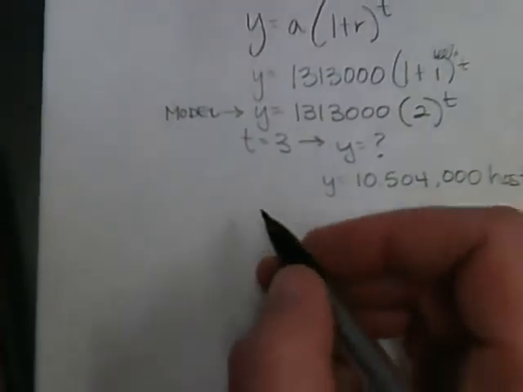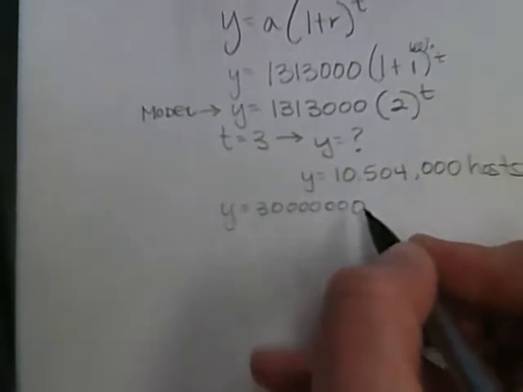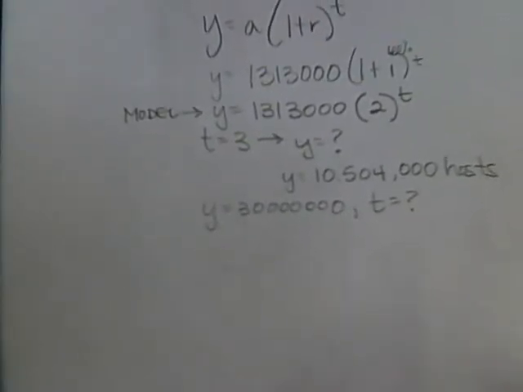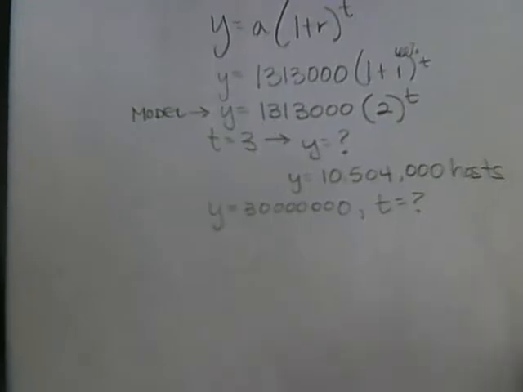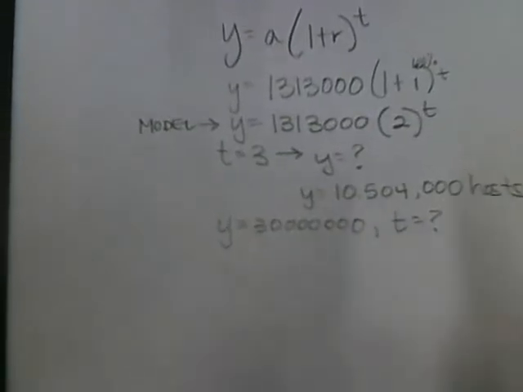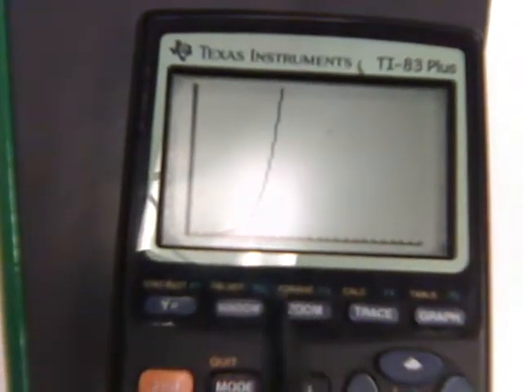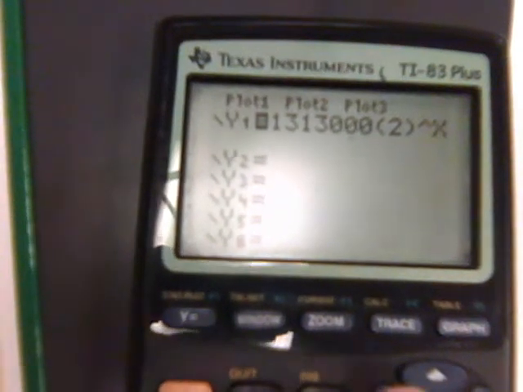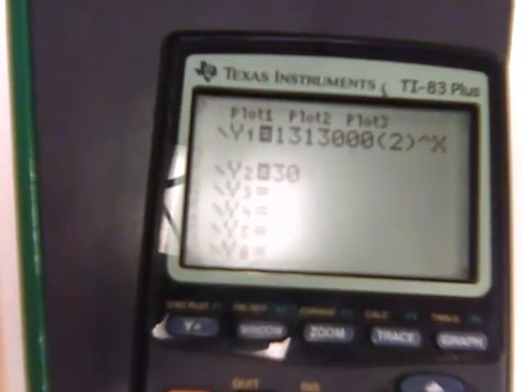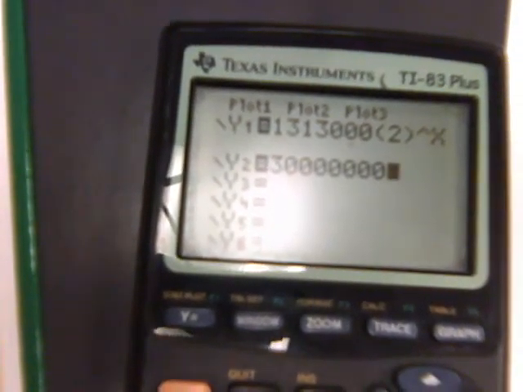So now they're saying hosts is 30 million, and we don't know what the time is. Well, in our notes it said when you need to know t, you can type the original in, which we already have, into our y equals, and then you can type the second one in for y2, meaning I'm going to go back to my graphing calculator. I'm going to hit that y equals again. I'm going to leave my model in, but this time I'm going to put 30 million in for my y2. Because I want to see where those two are the same. I want to see where they intersect.